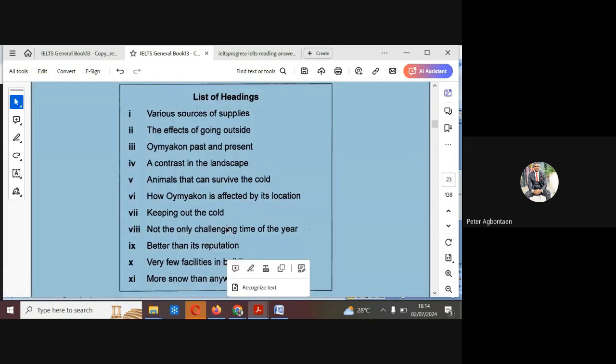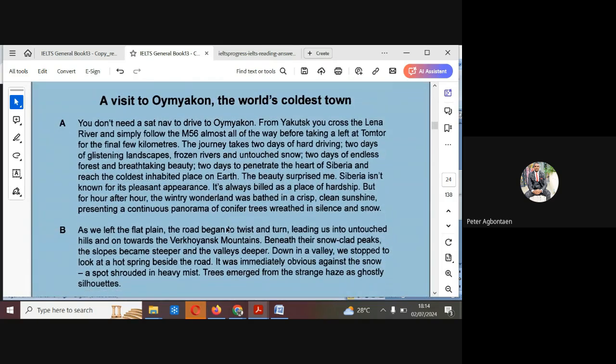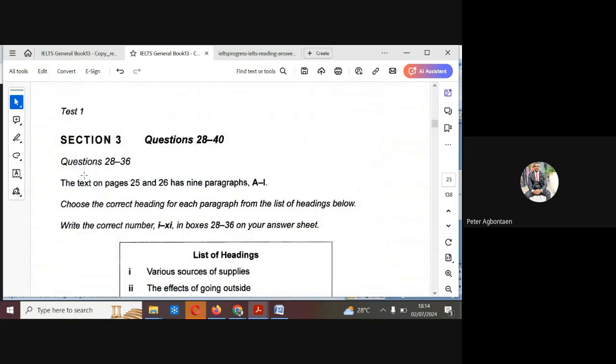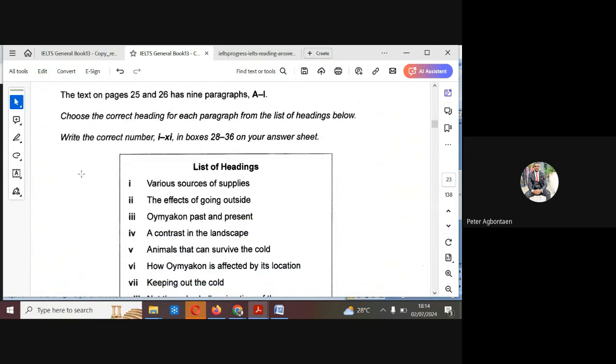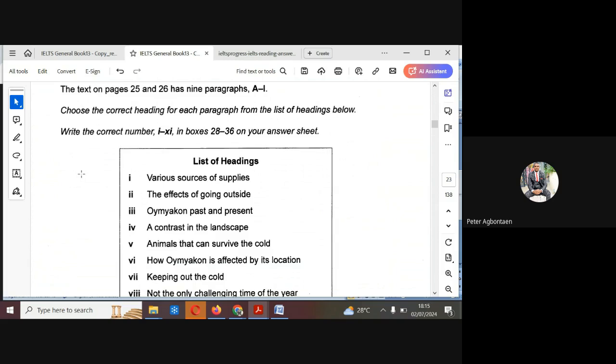The first thing that can happen is that after you have skimmed through this paragraph, you go to the list of headings and you can immediately see that the heading that matches is, let's say for example, a contrast in the landscape. So you just write that Roman figure 4 and move on to the next paragraph. But sometimes it may not happen that way.